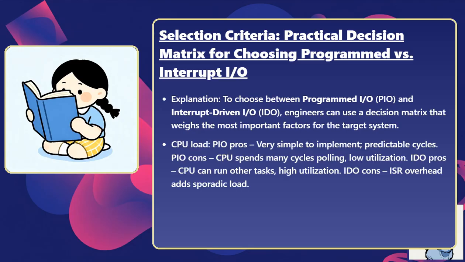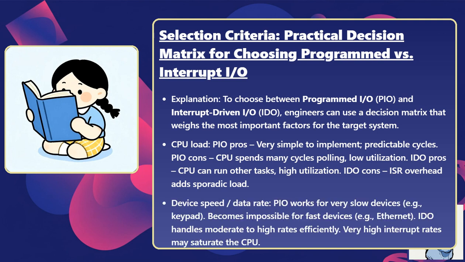CPU load. PIO pros: very simple to implement, predictable cycles. PIO cons: CPU spends many cycles polling, low utilization. IDO pros: CPU can run other tasks, high utilization. IDO cons: ISR overhead adds sporadic load. Device speed and data rate. PIO works for very slow devices, for example a keypad, but becomes impossible for fast devices, for example Ethernet. IDO handles moderate to high rates efficiently. Very high interrupt rates may saturate the CPU.